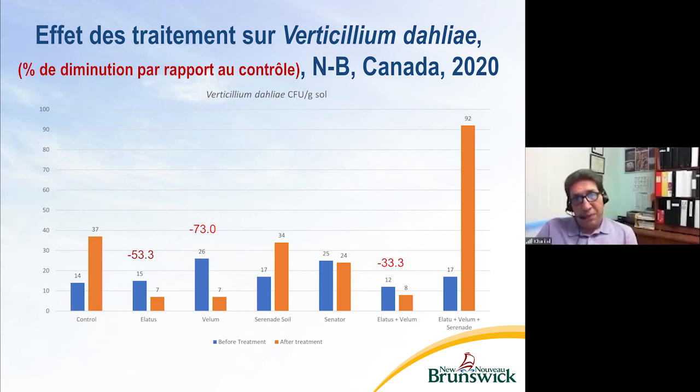Now, the major thing that we could show and tell about these treatments is their effect on marketable yield. Now, all of them had positive effect on marketable yield. Elatus alone increased marketable yield by 7.6%, Velum by 8 or 4.4, Serenade 9.6, Senator 25%. And although the mix of treatments didn't have any effect on the number of root lesion nematodes or the cells of verticillium, they did increase marketable yield by 26 and 27%, as you see in these pictures.